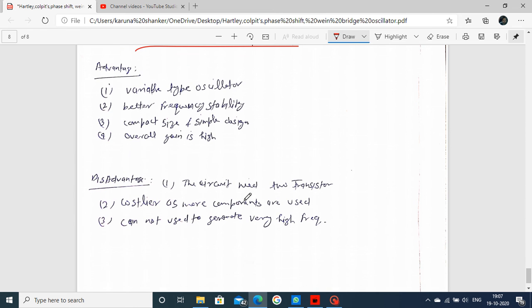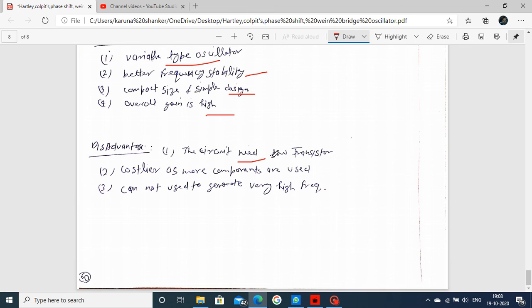Okay, next we observe the advantages and disadvantages of the Wien bridge oscillator. The Wien bridge oscillator is a variable type of oscillator with better frequency stability. The circuit has a compact size and simple design, and the overall gain is high because we use 2 transistors. Disadvantage: the circuit needs 2 transistors.